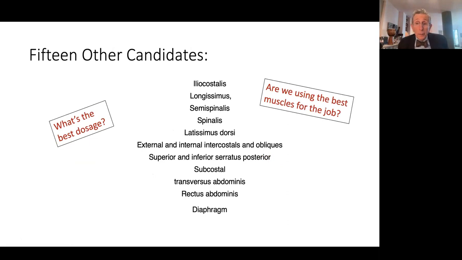So I leave you with this, and I invite you. First, are we using the best dosage of botulinum toxin? Probably not. There's probably a dose-effect relationship, and the more we use, the better people will get. And secondly, are we strengthening the best muscles for the job? We think the psoas is really very important here, but we may be wrong. There are 15 muscles on each side of the spine in the lumbar region, and they're all candidates. And so I invite you to use your EMG as we have done here.